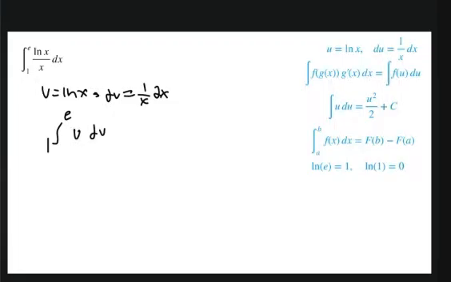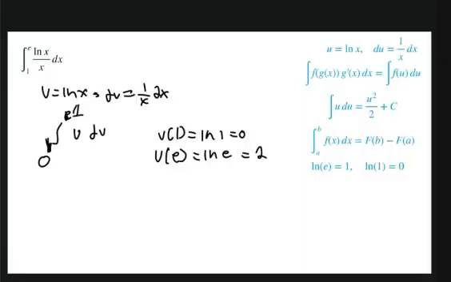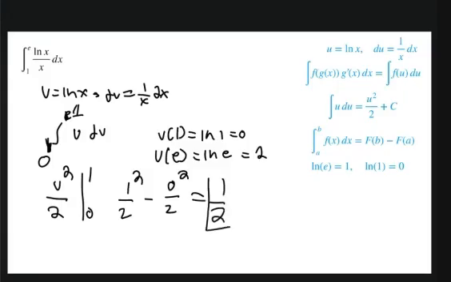Now for a definite integral, we should also change the bounds. When x equals 1, u equals ln 1, which is just 0. And when x equals e, u equals ln e, which is just 1. So now we have the integral of 0 to 1 u du. So once we integrate it, we get u squared over 2. And we evaluate it from 0 to 1. So once we plug in that value, we should get 1/2. This is a really nice example of how changing the bounds can make a definite integral clear.